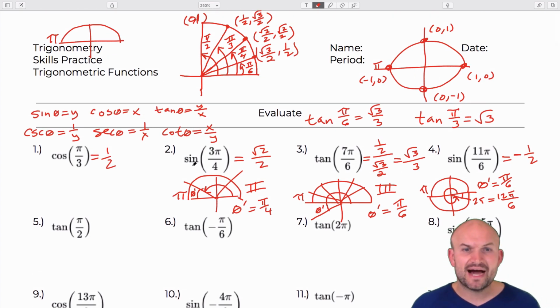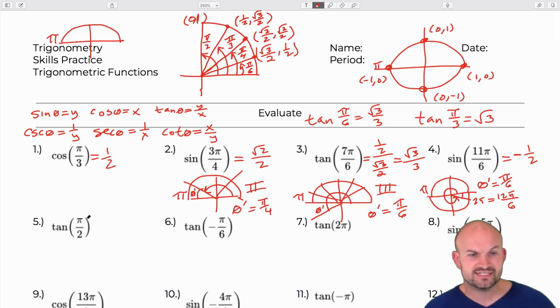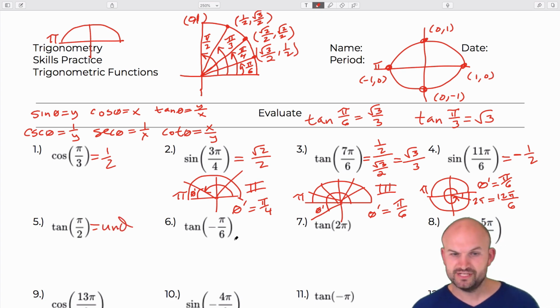So tangent of pi halves is going to be, again, remember that's the y coordinate over the x coordinate. Well, in this case, pi halves is right here. So y is 1, x is 0. Well, you can't divide by 0. That's going to be undefined. So this is UND for undefined.